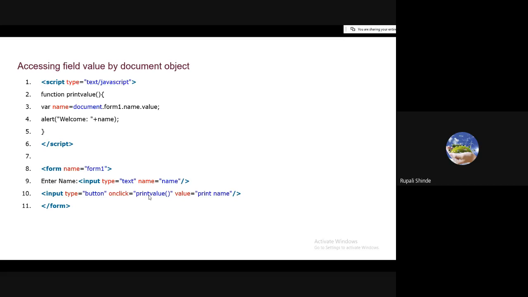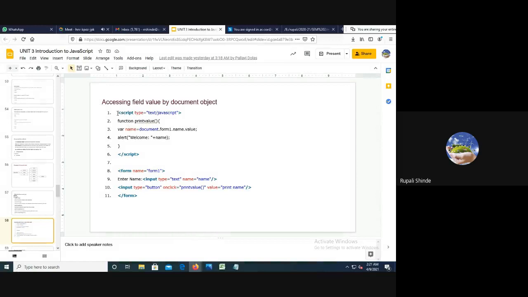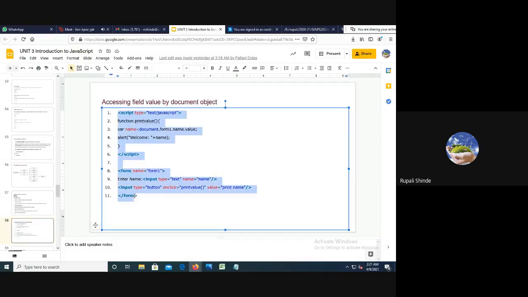When we perform the click event on that particular button, the print value function is going to be called, and accordingly the task is going to be performed. The value or content on that button is print name, and we just have to close the form. So we have to execute it. It is not client side server side programming. On a single client side, we access the content from the form with the help of the DOM object.